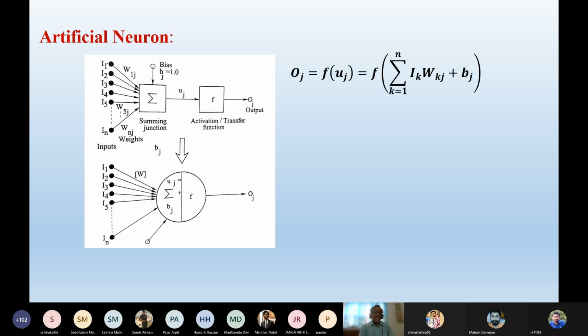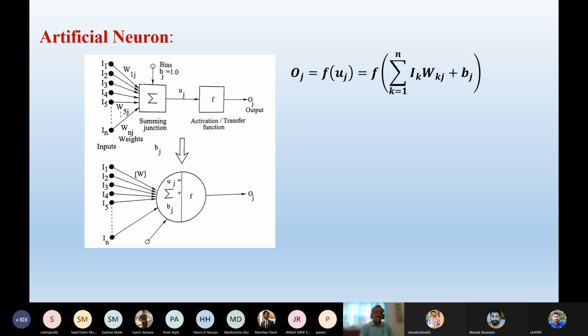Now the information collected with the help of dendrites, that is I1, I2 up to IN, will be multiplied by the corresponding connecting weights. For example, whatever is collected as I1 will be multiplied by W1J, I2 will be multiplied by W2J, and so on. And these multiplied terms, IKWKJ, will be summed up here in the summing junction. You can see the summation k equals 1 to n of IKWKJ. And then we are going to add a bias value, that is Bj.